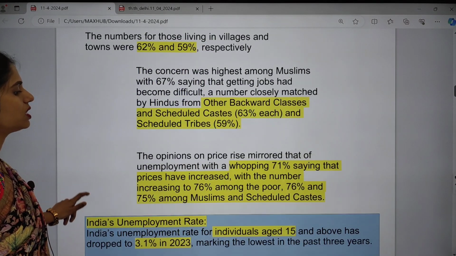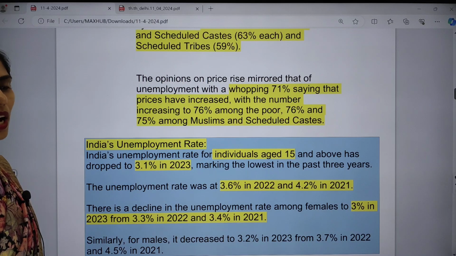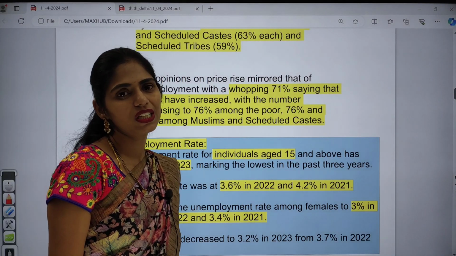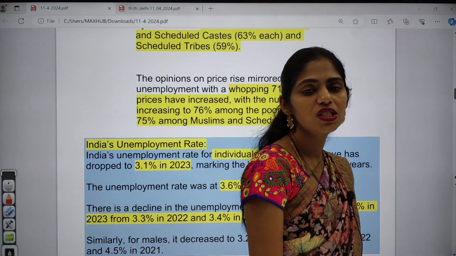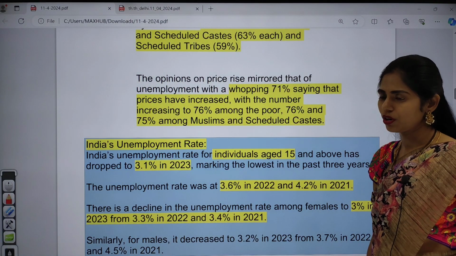The opinions on price rise have mirrored that of unemployment. So unemployment is a problem, and there is also an increase in the price of goods and services in the market, that is inflation. So these two are the important problems.